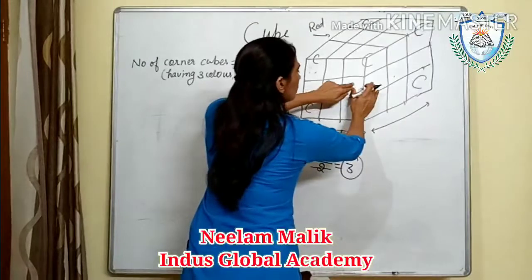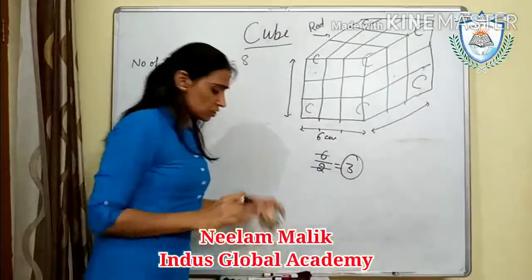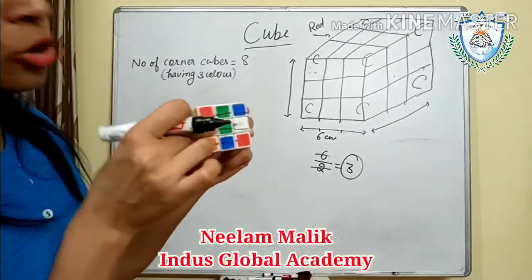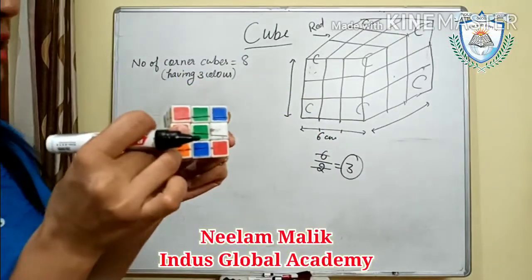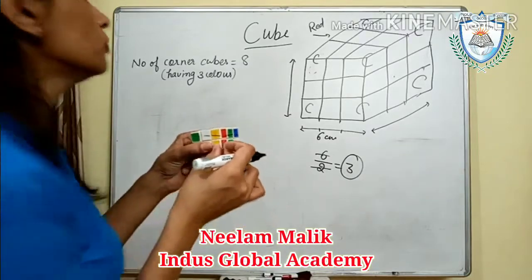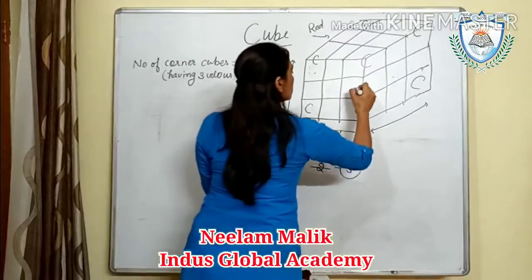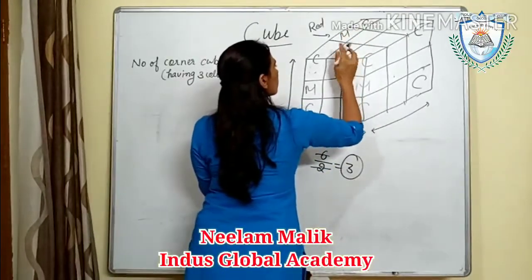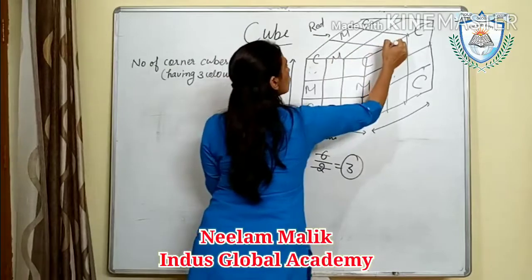Now this cube has 2 colors. This cube has 2 colors. Here one color is there, one is there. 2 sides are hidden and 2 are colored. So we will give a name to these cubes. These are the middle cubes.